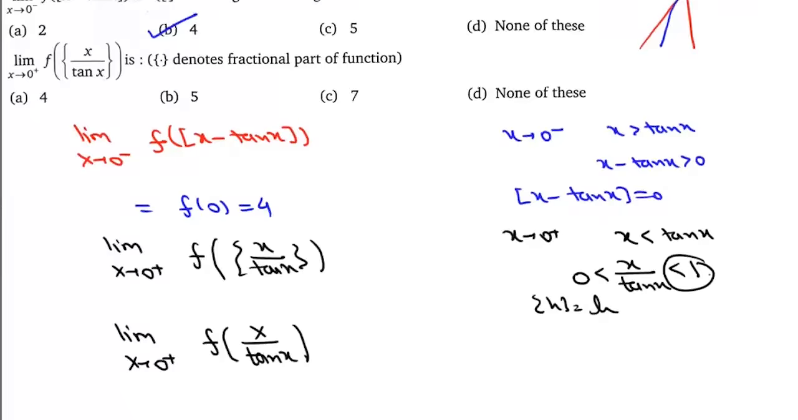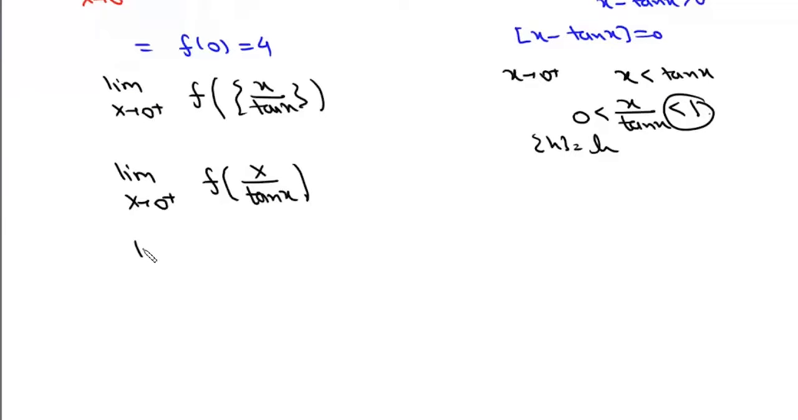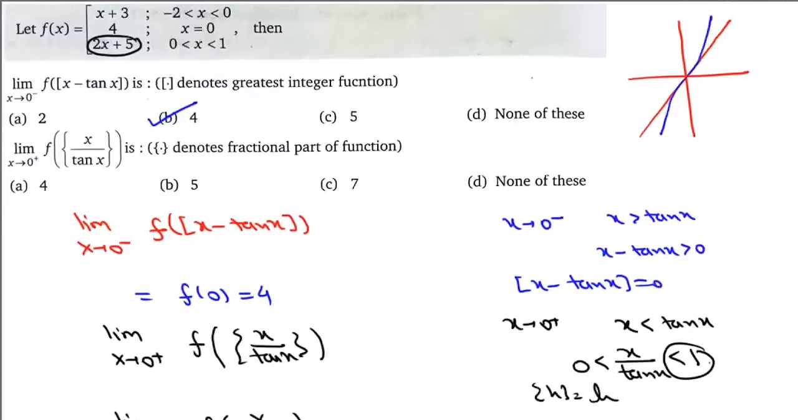So we can write this as the limit as x tends to 0 positive of 2 times x upon tan x plus 5, which is 7. So the answer to the second part is 7, and that's your option C.